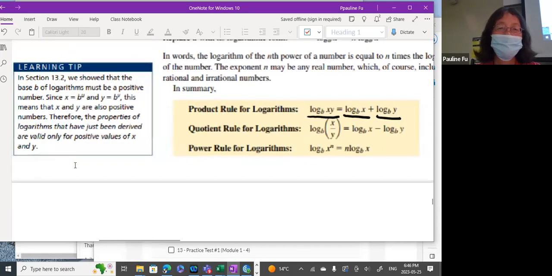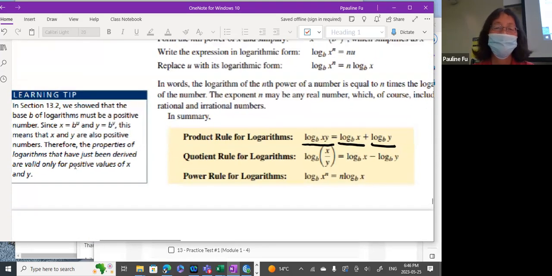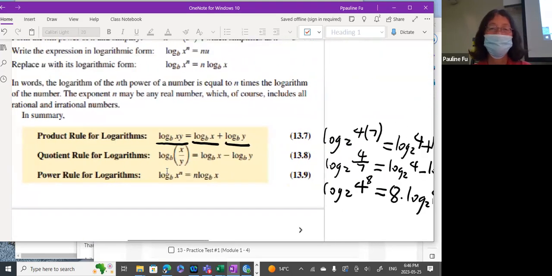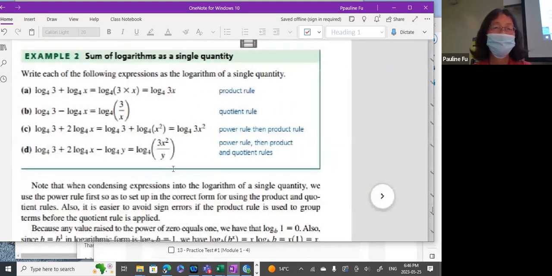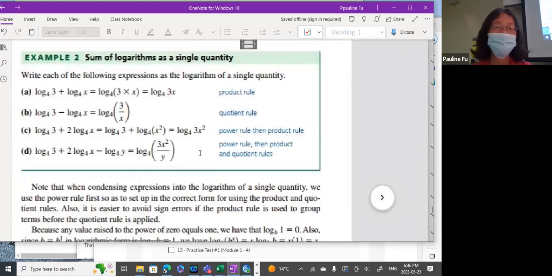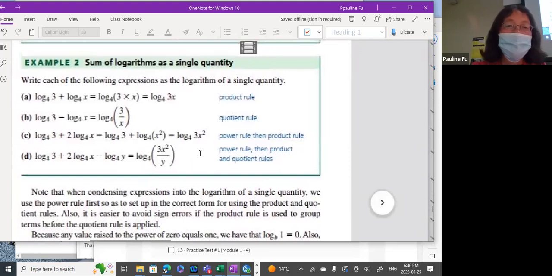All right. So we are here. Next one is the example. Let's do this example, then we can take a break. Example two, sum of logarithm as a single quantity. So let's use the property. So log 4, 3 plus log 4, x equal to log 4, 3 times x.